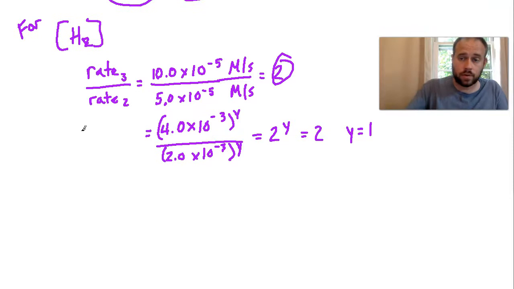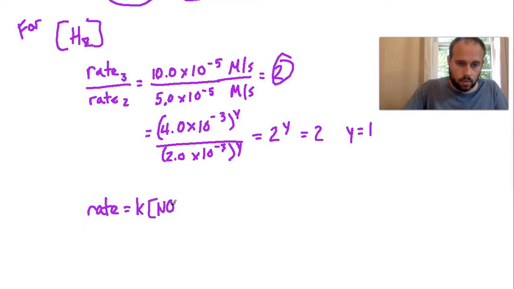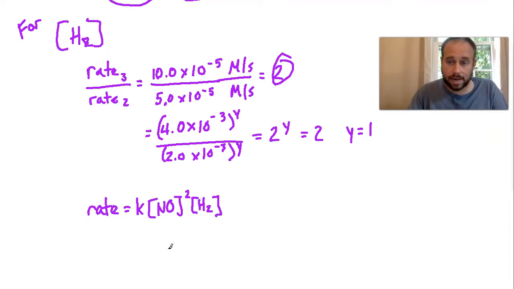So now I can answer the question for part A, which is: what was the rate law? The rate law is going to be the rate set equal to my rate constant k, with the concentration of nitrous oxide squared times the concentration of H2 gas. So there you go. That is the rate law now that we have the orders set.